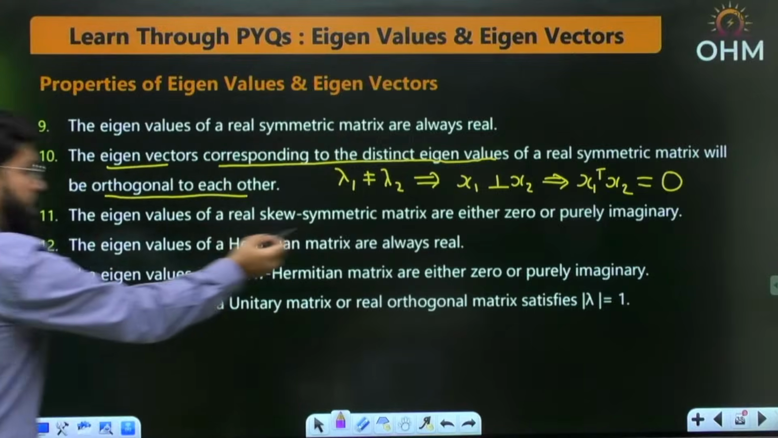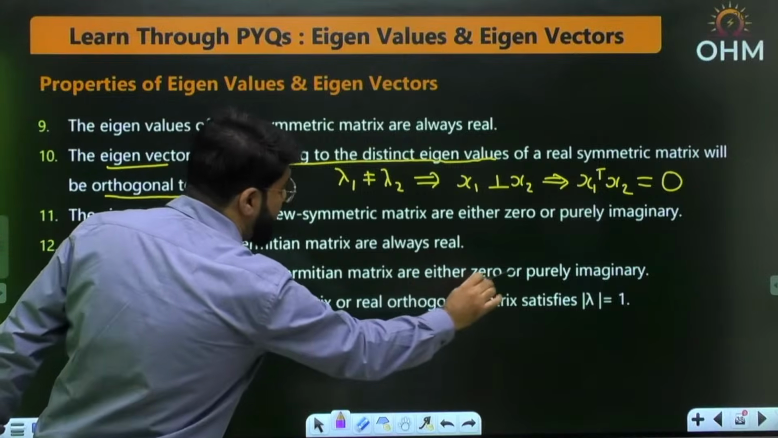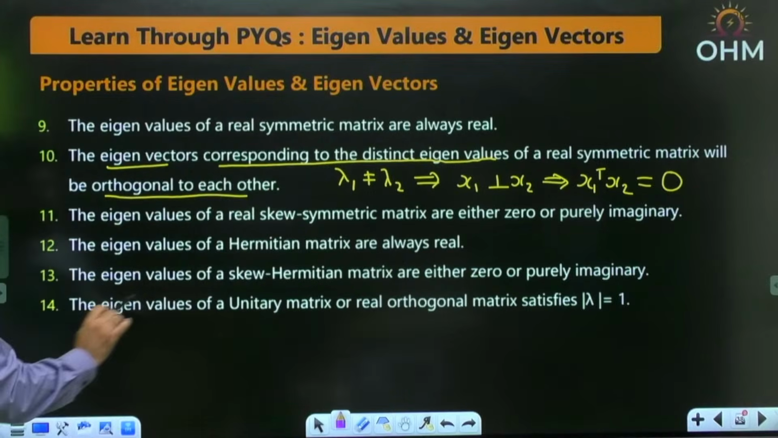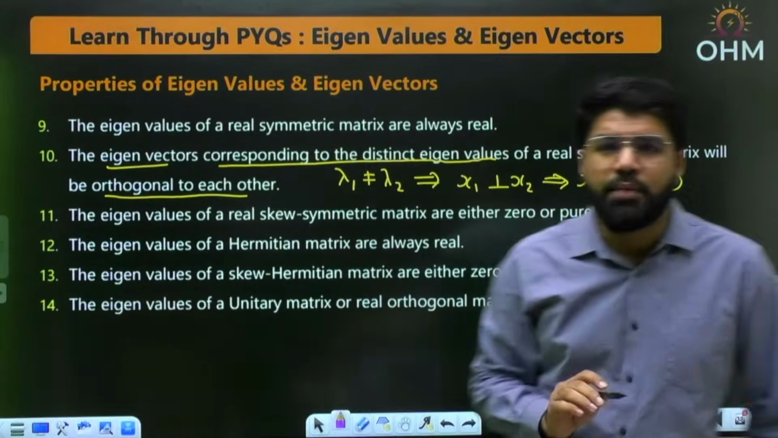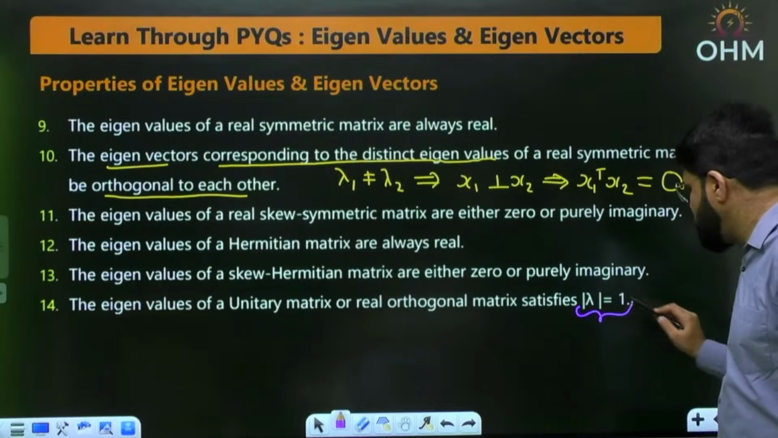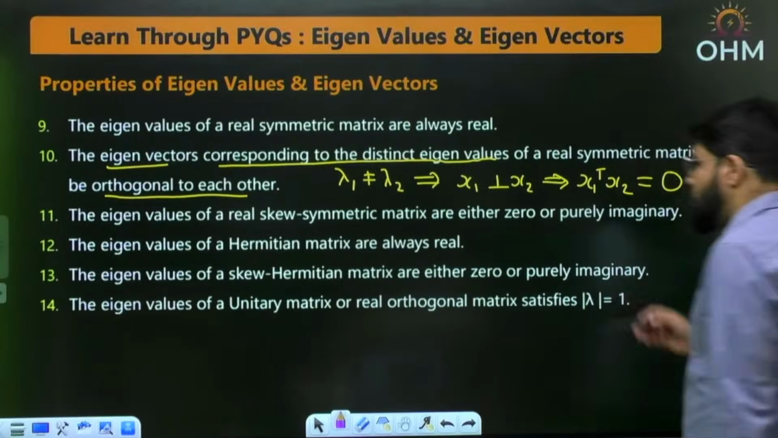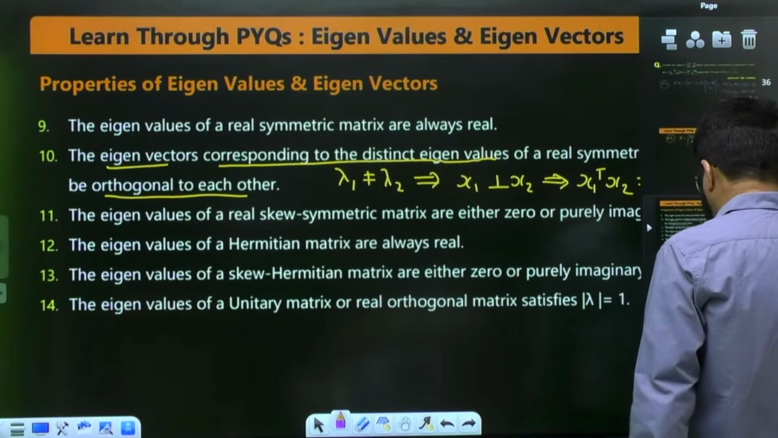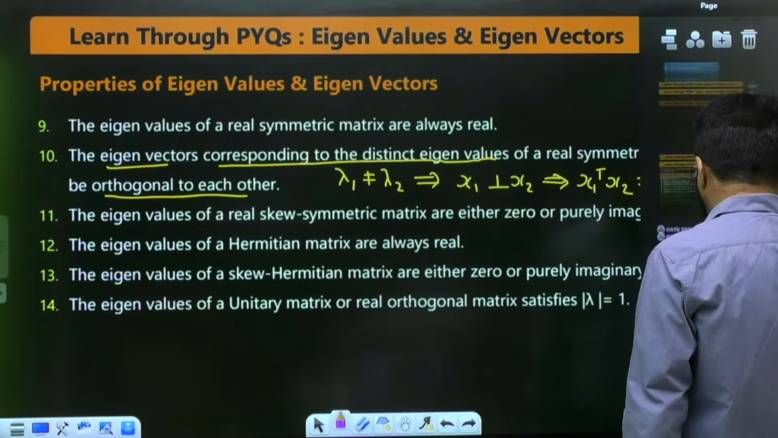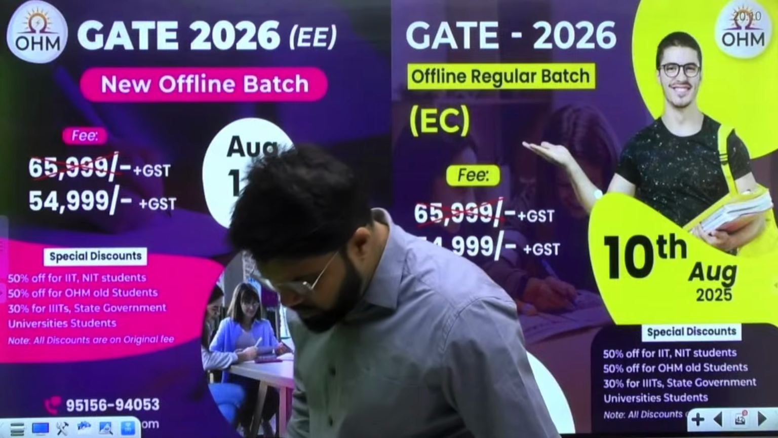Then eigenvalues of a Hermitian matrix are also real. Eigenvalues of a skew Hermitian matrix will be 0 or pure imaginary. And eigenvalues of a unitary matrix or a real orthogonal matrix satisfy mod lambda equal to 1. That means all the eigenvalues will have magnitude equal to 1, whether they are real or complex. I hope you are aware of Hermitian, unitary and skew Hermitian matrices; that is not required to be repeated here.